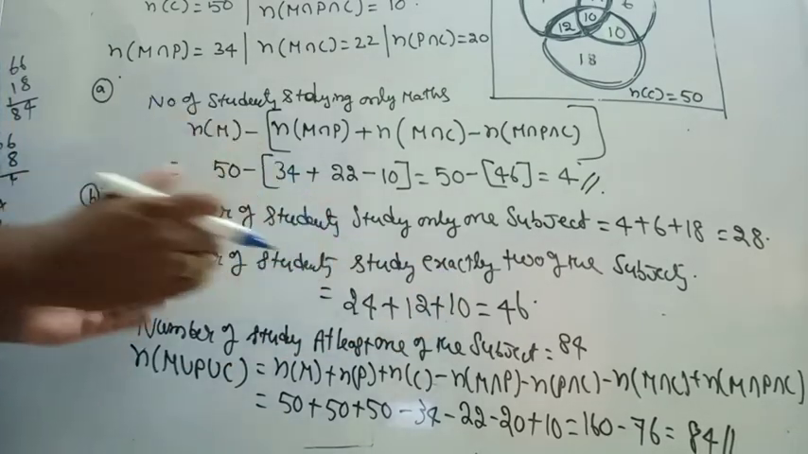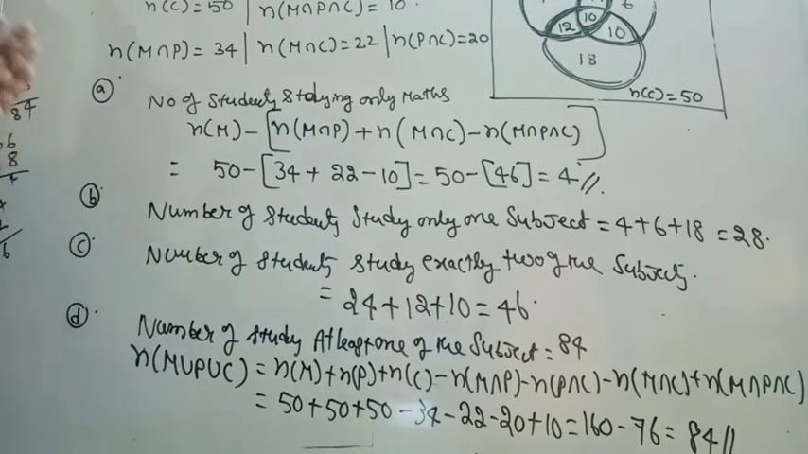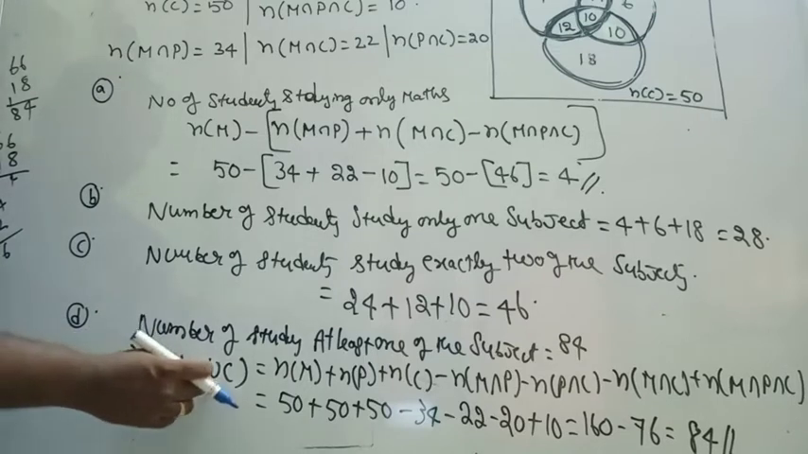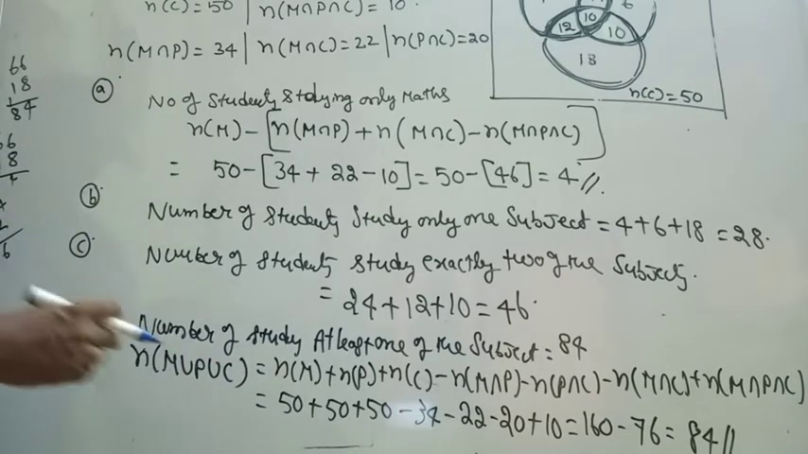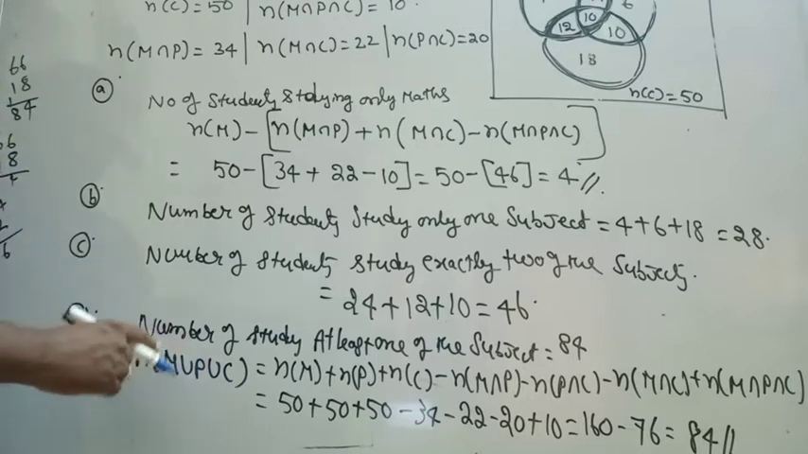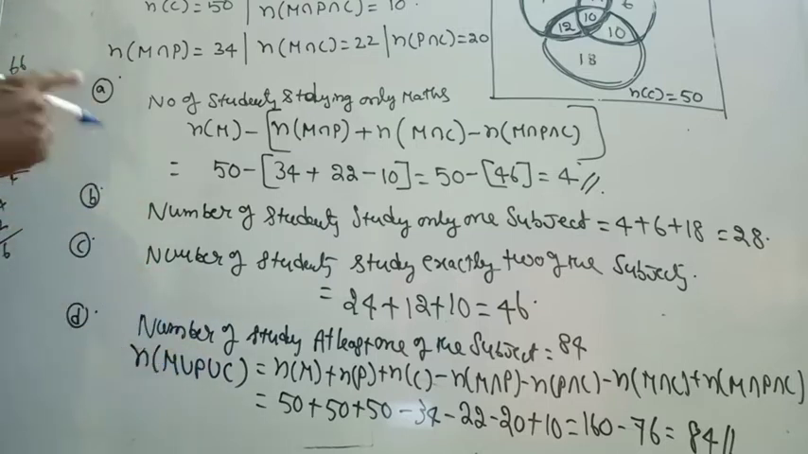At least one of the subjects means, my dear students, one subject or two subjects or three subjects. That will be covered by n of M union P union C. Union means, as I already told you, either maths or physics or chemistry, or maths and physics, or physics and chemistry, or maths, physics and chemistry. Those things will be answered like this, right?